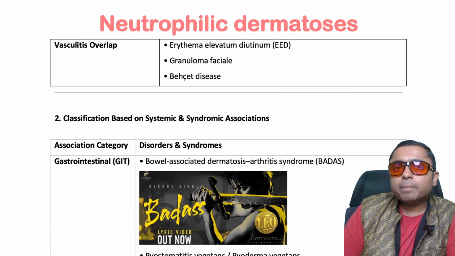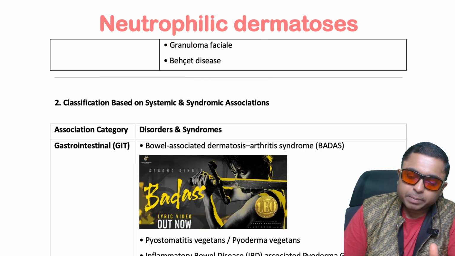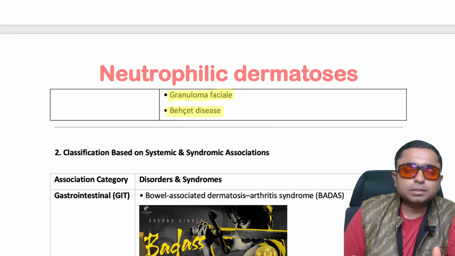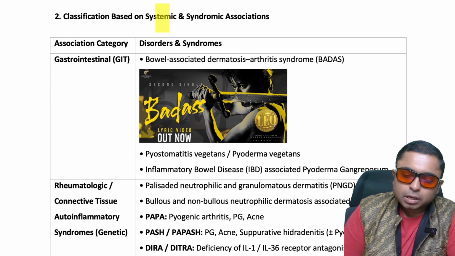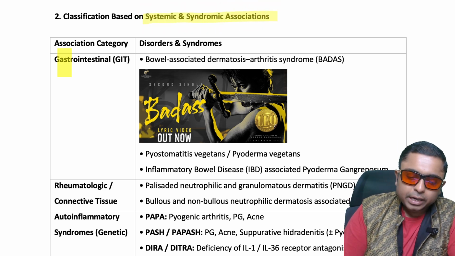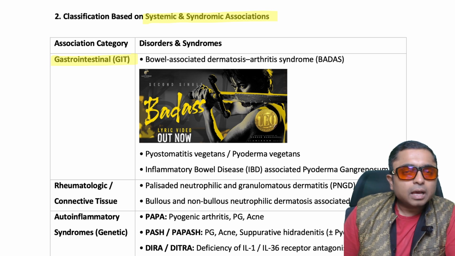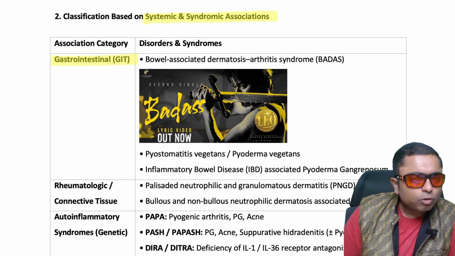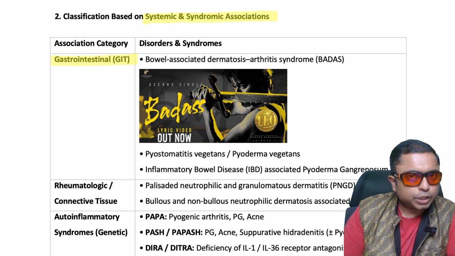And there could also be a possible overlap with the vasculitis, when we have these erythema elevatum diutinum, and the granuloma faciale, Behçet's disease. And also there is one more classification based on systemic and syndromic associations, right? So if the individual is having skin manifestations, then you can suspect the underlying possible systemic involvement and also an underlying autoimmune connective tissue issue which is happening.